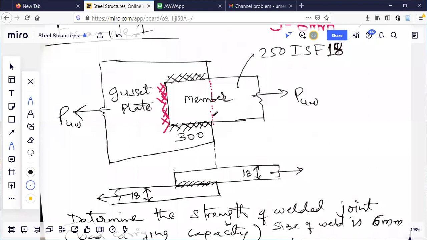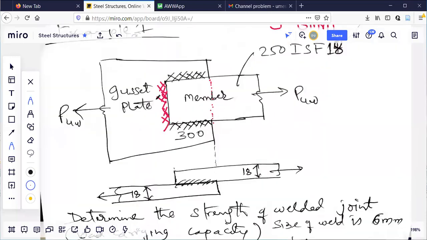Now what we should do is simply calculate this plus this. How much is this? ISF 250 means width is 250, thickness of the plate is 18. So this is the width, this is the thickness of this plate. So 250. So if I apply the weld here as well as here, see, it should be symmetric. Remember, it should be symmetrically applied.